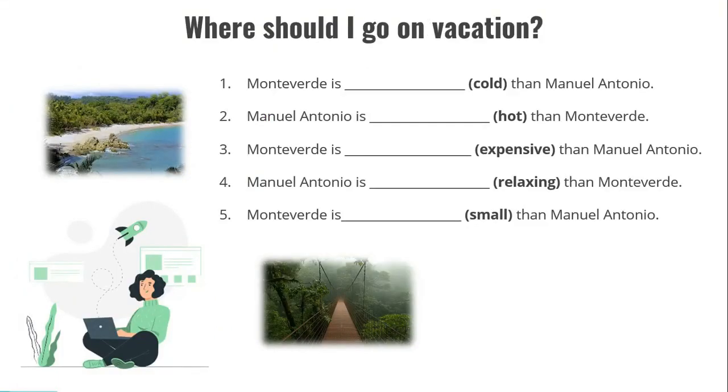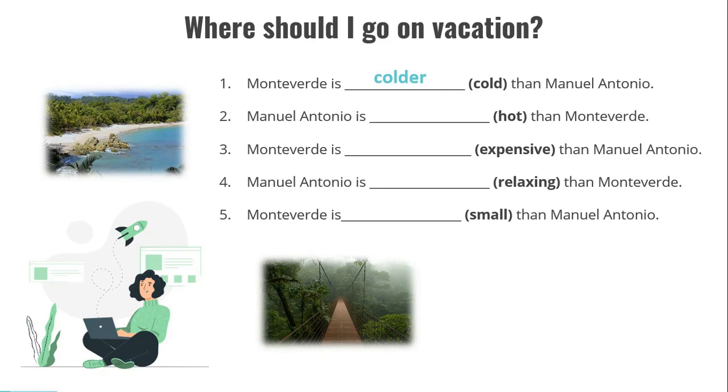Where should I go on vacation? Anne is looking for two options, and she has two in mind, Monteverde and Manuel Antonio. So we need to complete the phrases with the comparative forms. In the number one, we have the adjective cold. It has one syllable. So according to the rules, what's the comparative form? Ready? Colder. We just add ER.